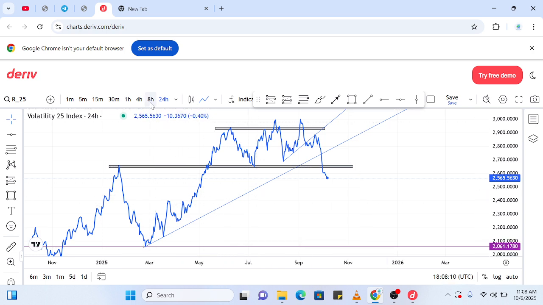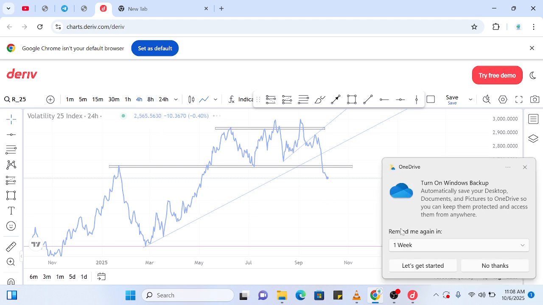I won't be checking the 8 hour time frame because we will not really get much information there. Why? Because we have the 4 hour time frame to check. So, getting to the 4 hour time frame, let's see.